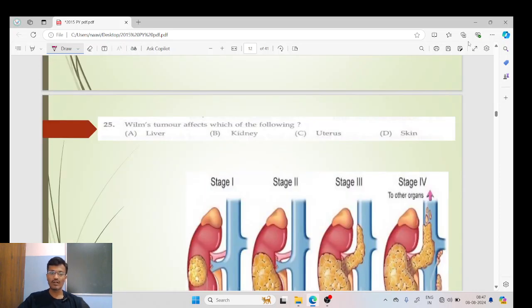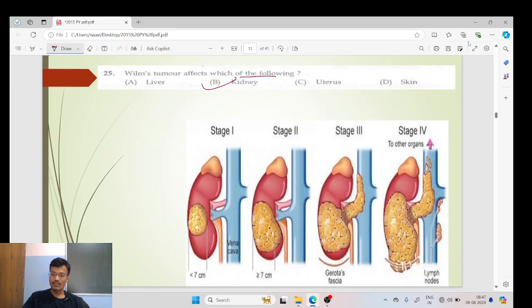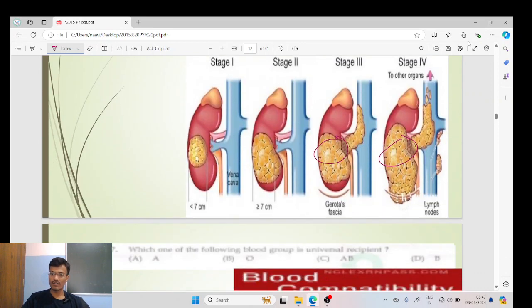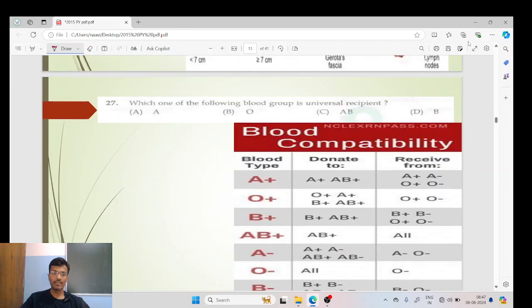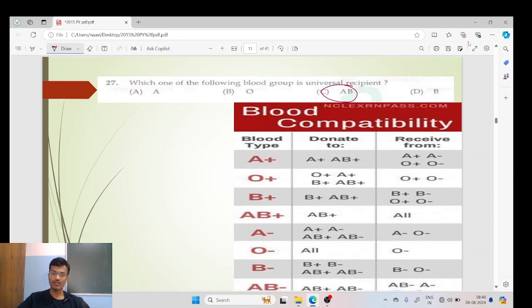Wilms tumor affects which of the following? So the answer is kidney. This is the affection of the Wilms tumor. Which one of the following blood groups is the universal recipient? That is AB. The universal donor is the O blood group.